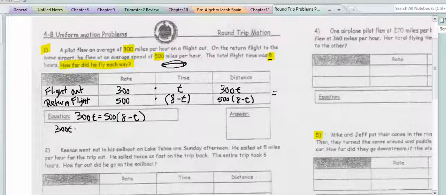300t is equal to, using the distributive property, 500 times 8 is 4,000, and then negative 500t. Now we're going to put numbers on one side, letters on the other. I'm going to add 500t to this side, and add 500t to this side. So over here I have 800t, and here I have 4,000.